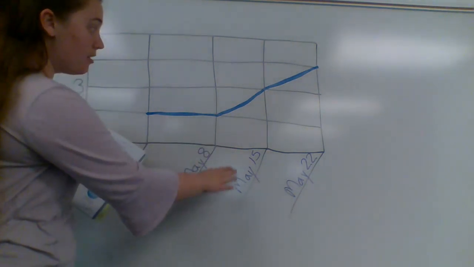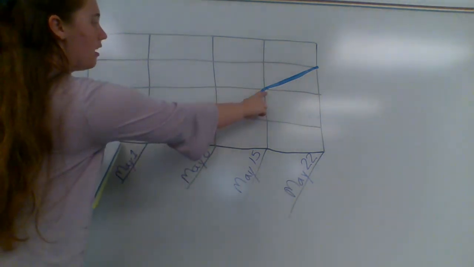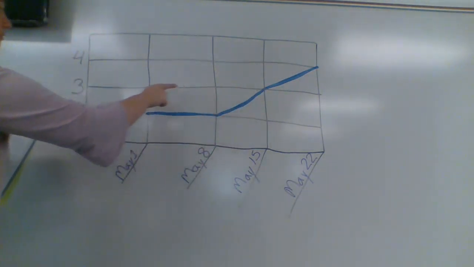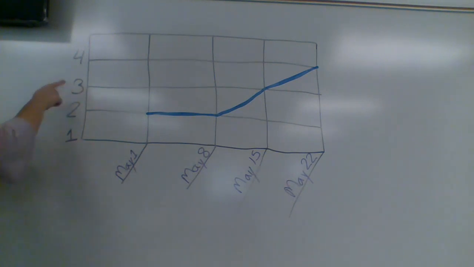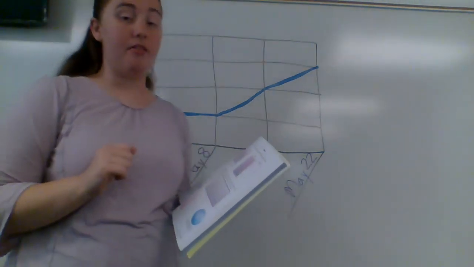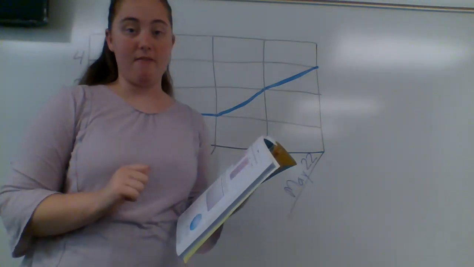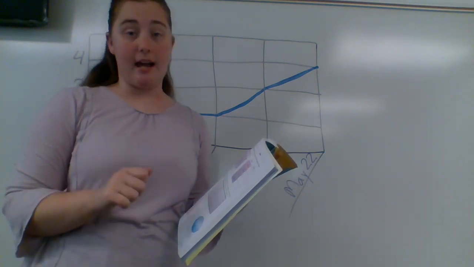Don't just put 2 hours for both May 1st and 8th. May 15th, right in the book, we go up to that dot. If we follow this line across, there's 3. So they spent 3 hours. So where it says May 15th, go ahead and put 3 hours.